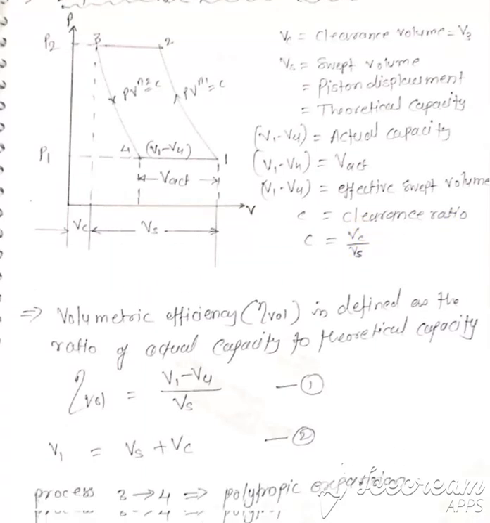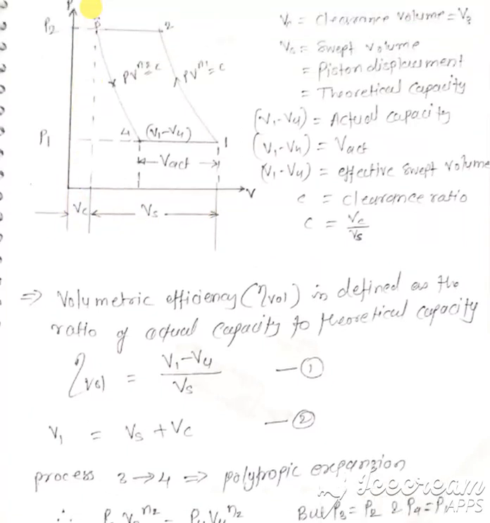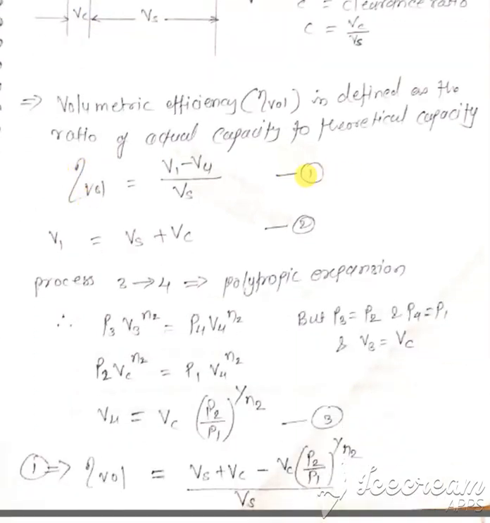Now, volumetric efficiency. What is volumetric efficiency? Volumetric efficiency is defined as the ratio of actual capacity to the theoretical capacity. Therefore, eta vol is equal to V1 minus V4 upon Vs. Take it as equation number 1. But V1 is equal to Vs plus Vc, and Vc is equal to V3. Take it as equation number 2.